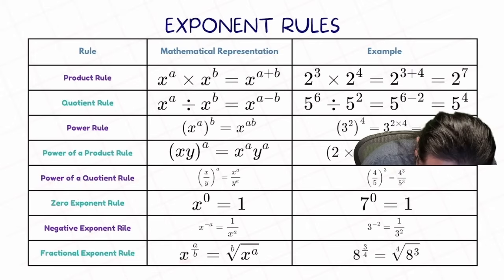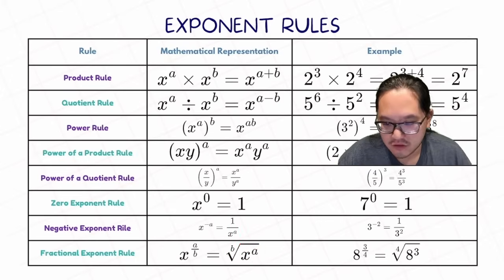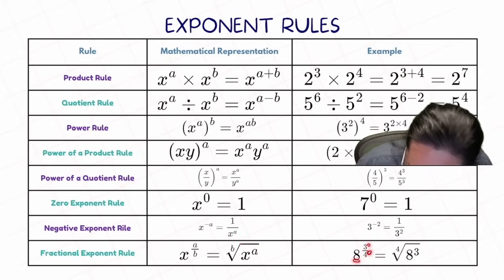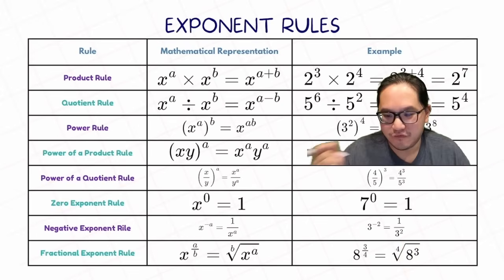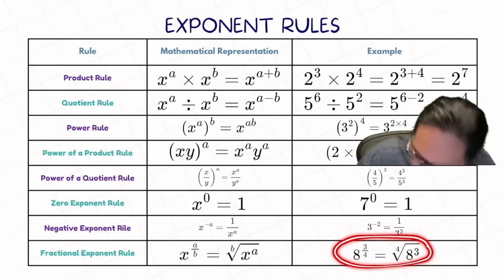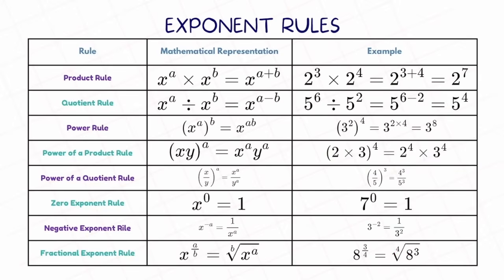If x to the power of a over b, it will be just equal to the b-th root of x to the power of a. So what does that mean? 8 to the power of 3/4 is equal to the 4th root of 8 to the power of 3. I will further explain this a little more, what this really means. I'll take myself out so you guys can take a picture of this as a cheat sheet to remember.